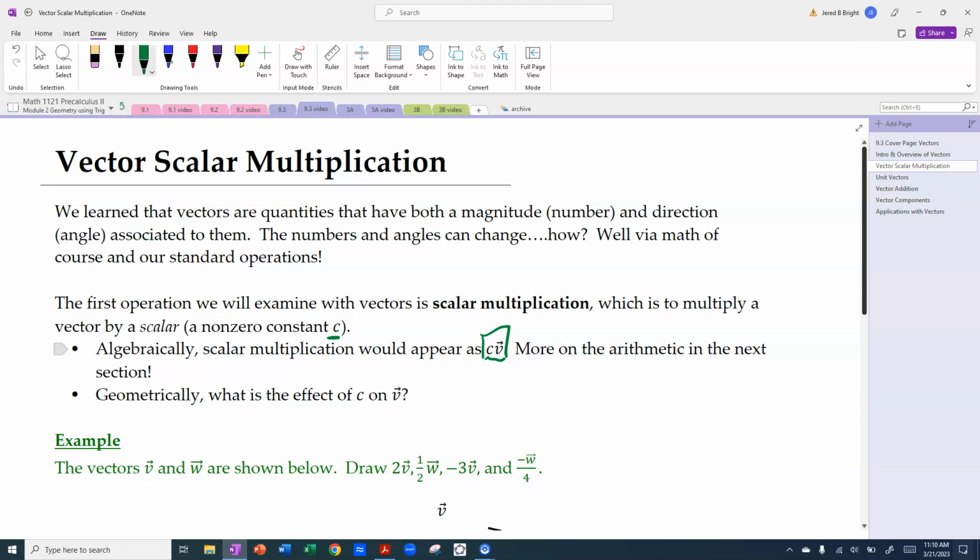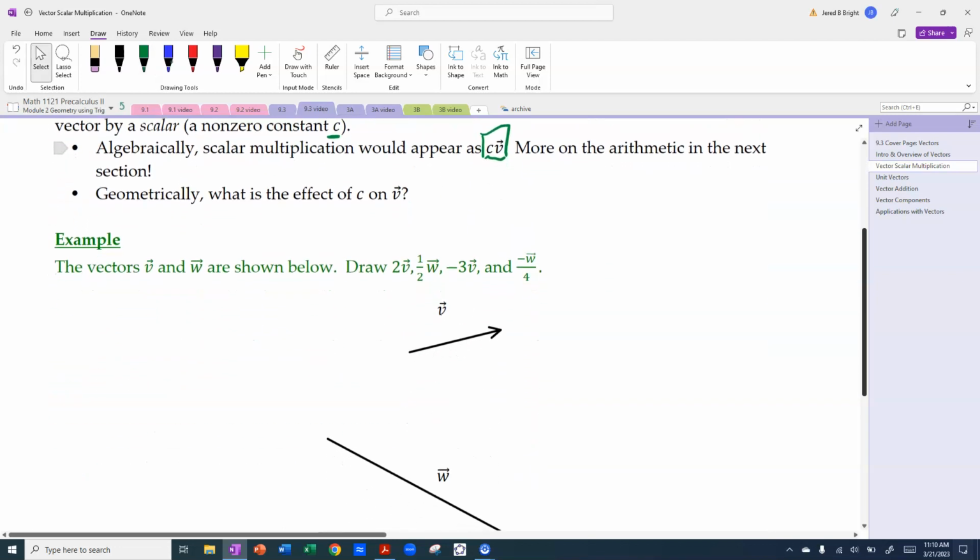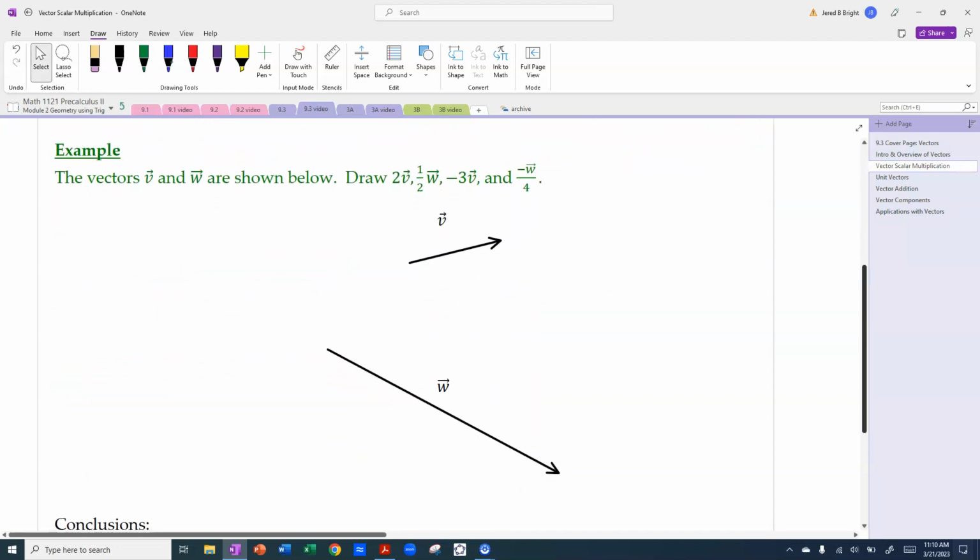So 2v, right? Okay, we'll worry about the arithmetic in the next section, but I want to focus on what the geometry says now. Okay, so we have some vectors here, and then it says draw 2v, 1/2 w, -3v, and -w over 4. We might do some of them, but not all of them. Okay, so the idea with 2, that's a scalar quantity. We're taking the vector and multiplying it by 2. Okay, what's that 2 do? Does it change direction? I don't know.